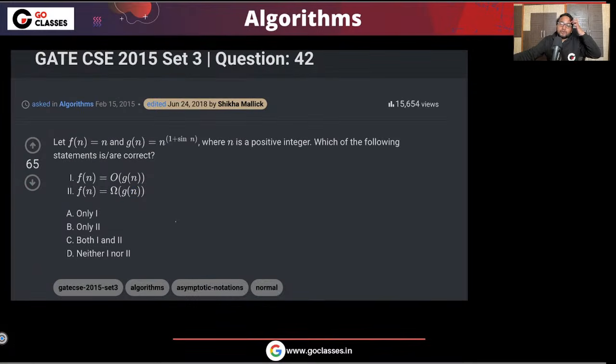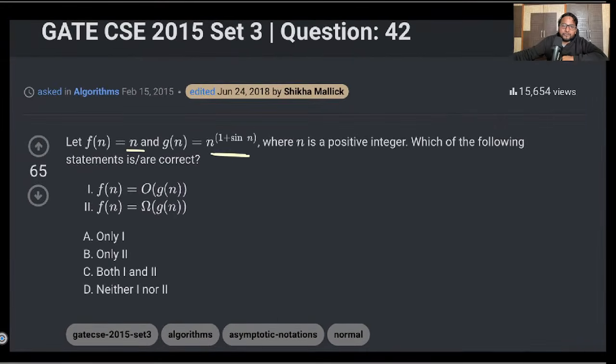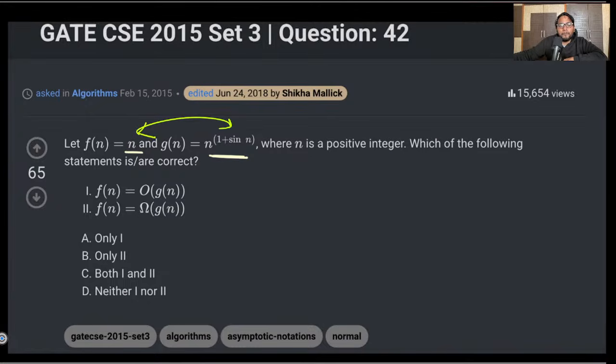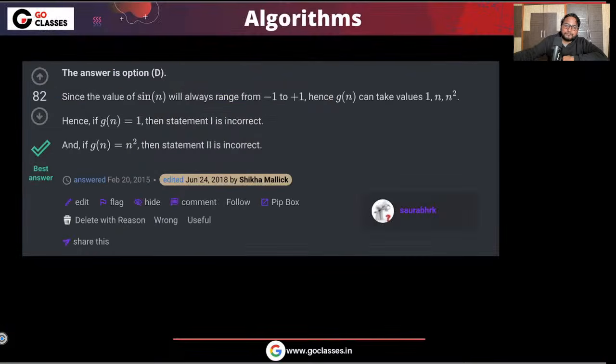Yeah, can you solve this question? If Fn is n, and Gn is n to the power 1 plus sin n. Okay, I hope this is visible to everyone. If that is the case, then what can you say? Which of the following is correct? See, can you compare between these two? The answer is both are incomparable, right? So that's why neither one or two. Okay, neither one or two. So that's why D is the answer.